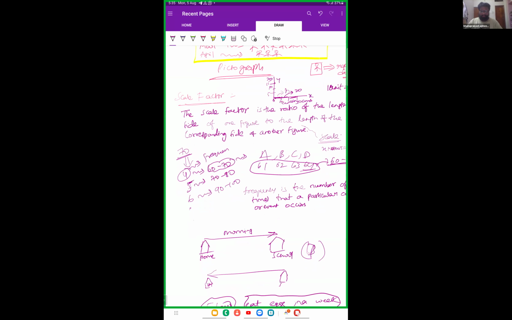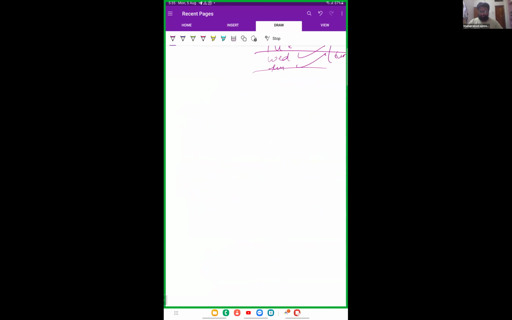Okay, let's discuss histograph. Histograph is similar to bar graph only. Histograph is similar to bar graph, so no confusion for that.